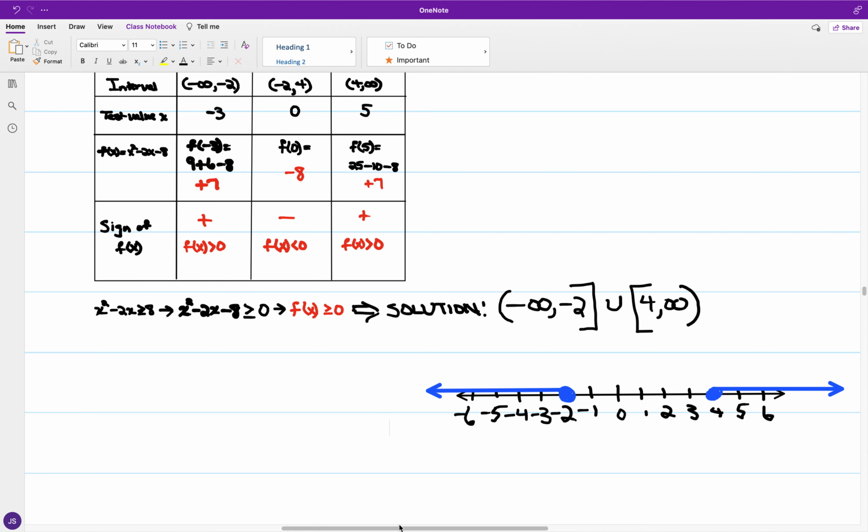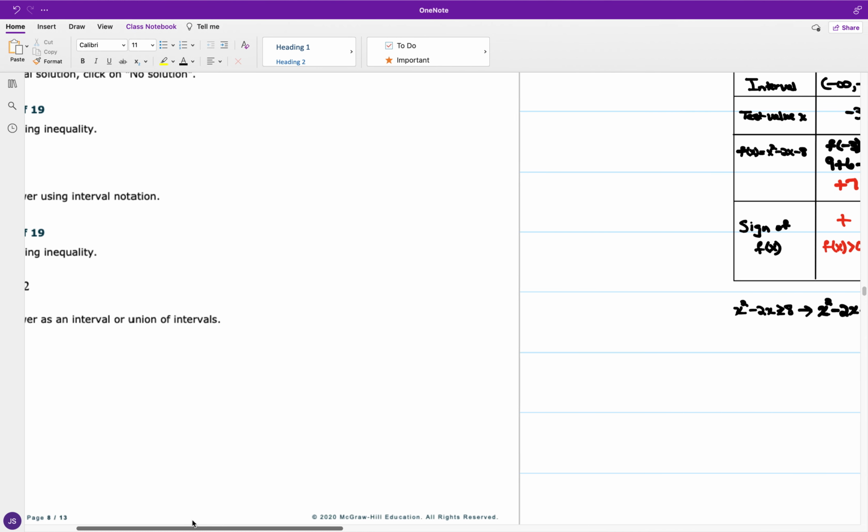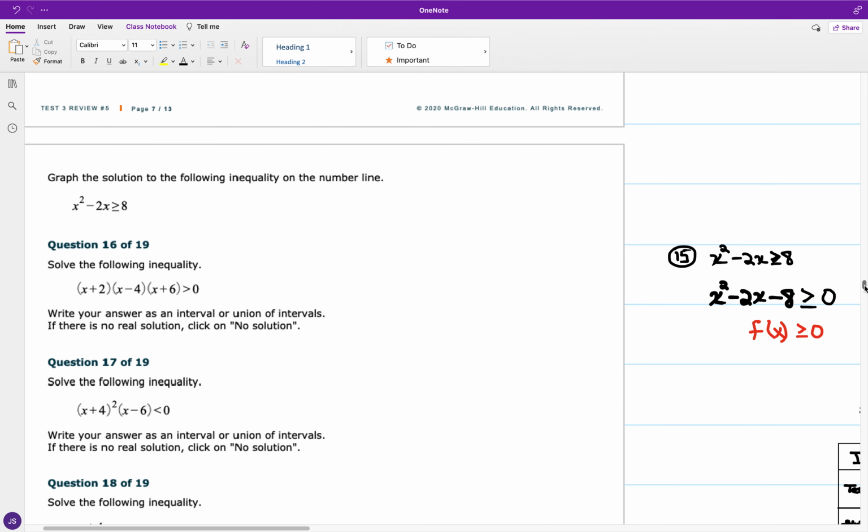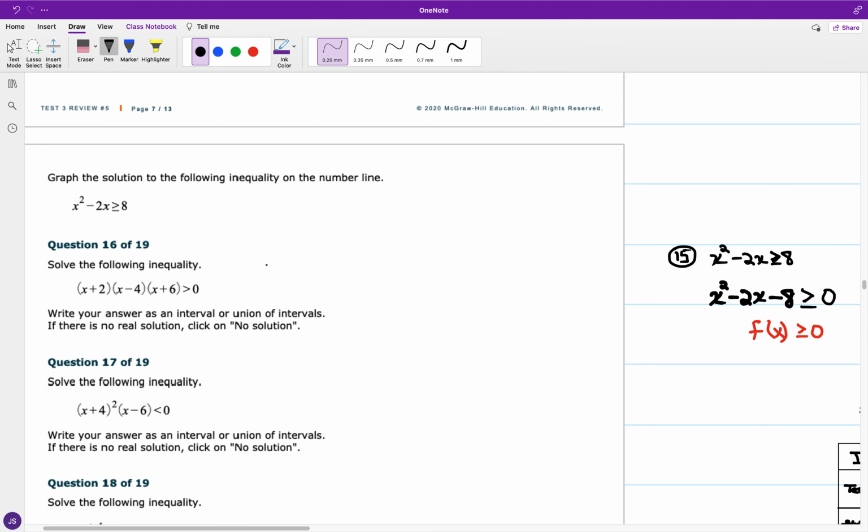All right. Let me round out what we have here for 16. Let me squeeze this one in right fast. For 16, you're looking at where x plus 2 times x minus 4 times x plus 6 is greater than 0.